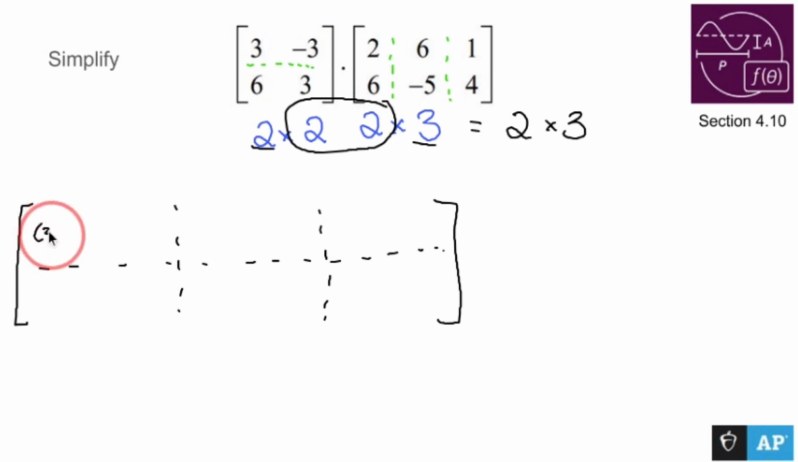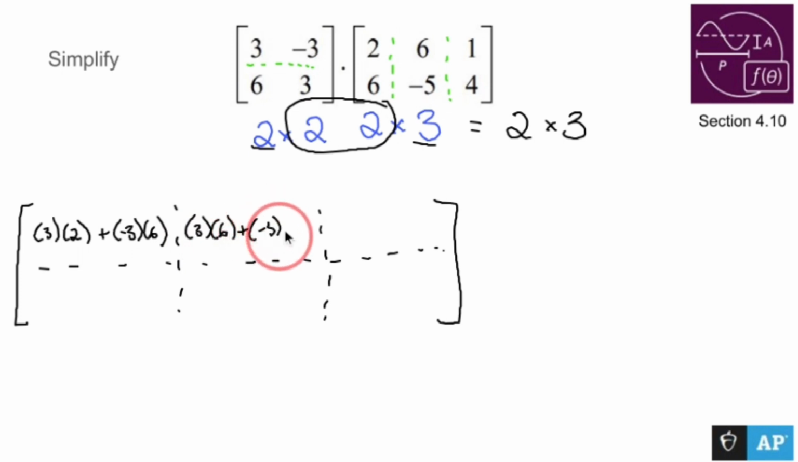So 3 times 2 plus negative 3 times 6. First row, second column: 3 times 6 plus negative 3 times negative 5. First row, last column: first element, 3 times 1 plus negative 3 times 4.